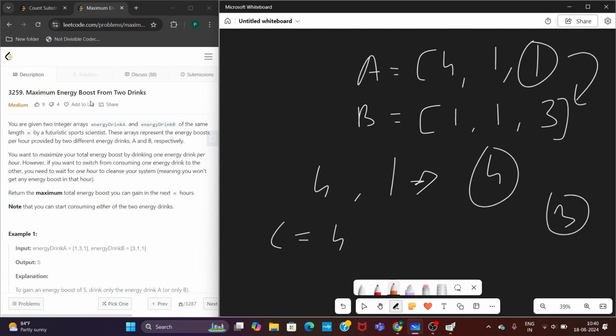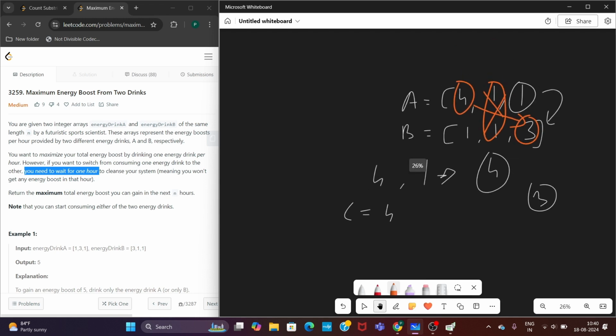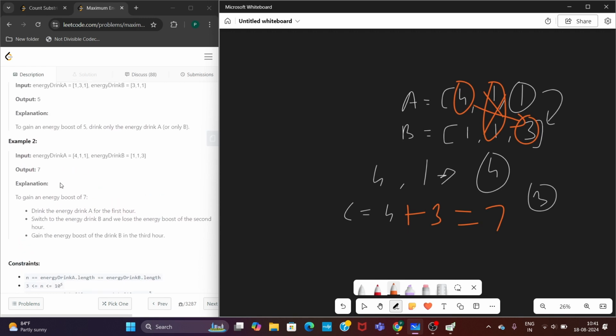So in the question you have been given: if you want to maximize your total energy boost by drinking one energy drink per hour, and you want to switch from consuming one energy drink to the other, you need to wait for 1 hour to cleanse your system. Means you have to wait for this 1 hour to move directly from this 4 to 3. So we are not considering this in-between 1 hour and directly adding the 4 with 3, which is now 7. Okay, so we have got our output as 7.